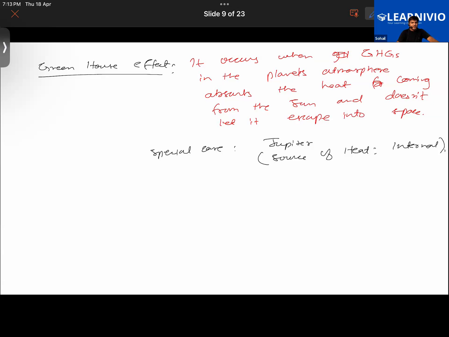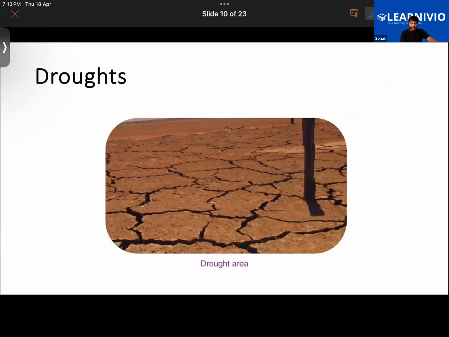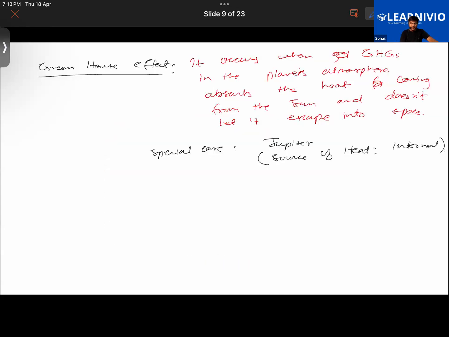Consequences, like it can lead to desertification. What was the question? The question is, what are some other consequences of deforestation? You guys have written this or not? Done? Okay, write it quickly. So it can lead to desertification.